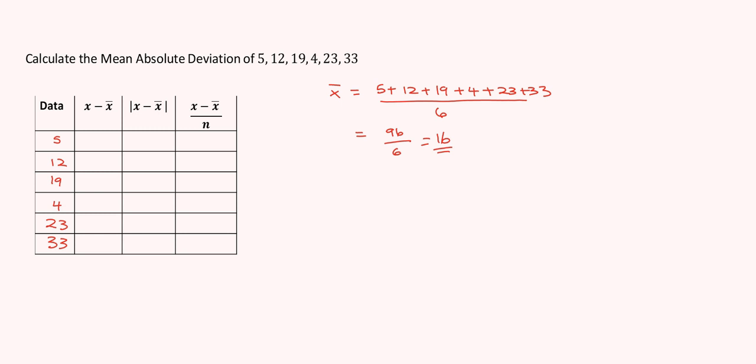So now what we have is 5 minus 16, which is negative 11. 12 minus 16, we have negative 4. 19 minus 16, we have 3. 4 minus 16, we have negative 12. 23 minus 16, we have 7. 33 minus 16, we have 17.